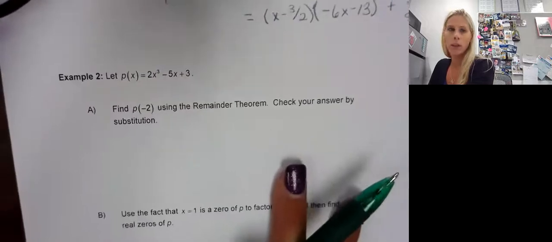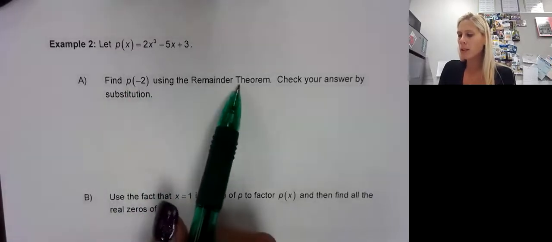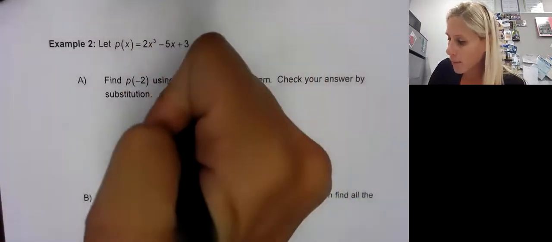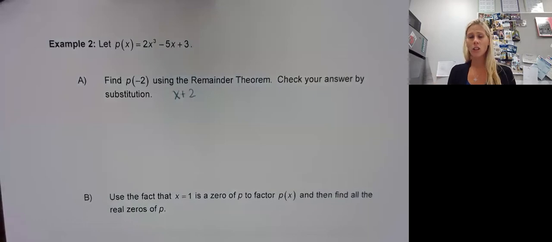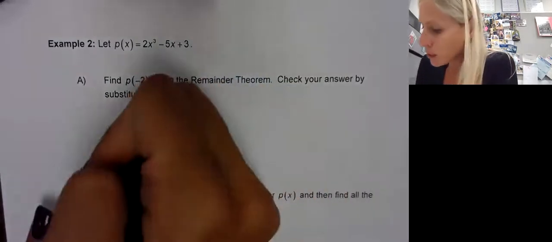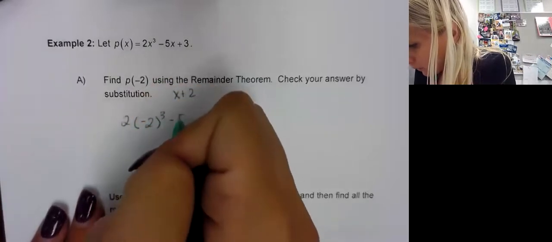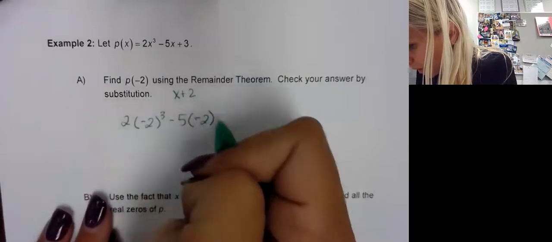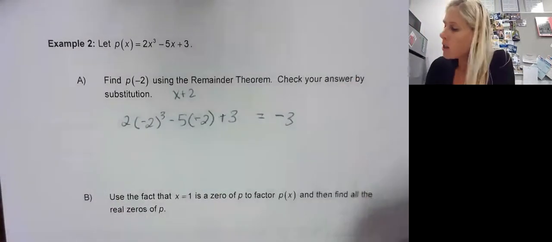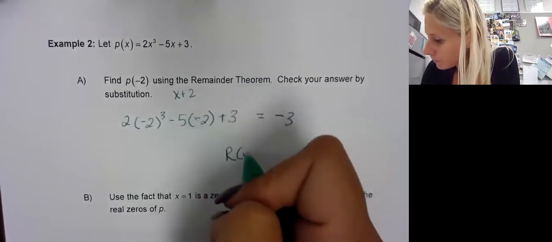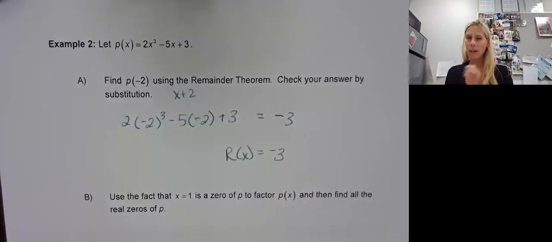All right, let's look at example 2 and just play around with this. So find p of -2 using the remainder theorem. So remember, this is talking about x plus 2. So we're going to find if this is a factor or not, just if it's a factor using the remainder theorem. So we just plug in, so we get 2 times -2 cubed minus 5 times -2 plus 3. And what do we get? We get negative 3. So that means the remainder is negative 3, and then we know that x plus 2 is not a factor.